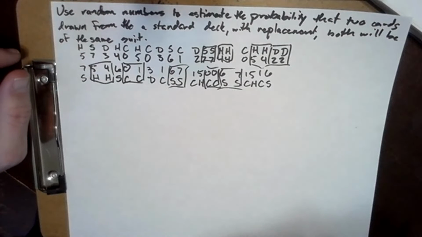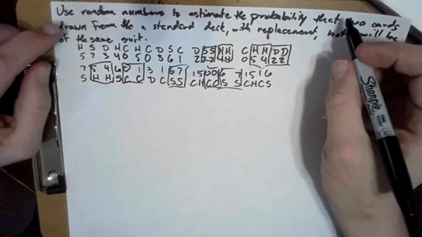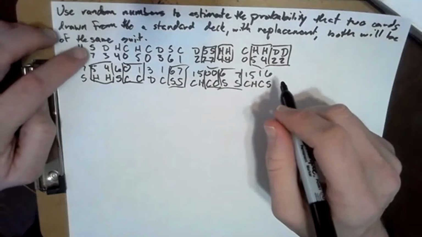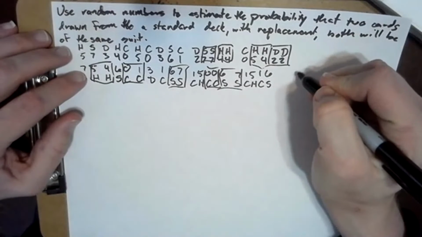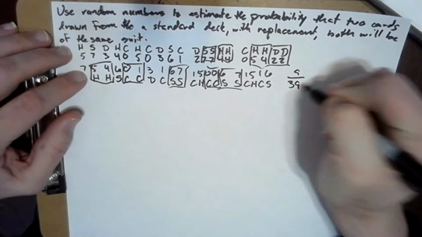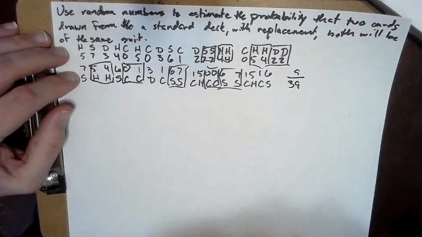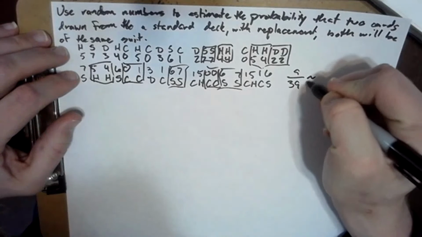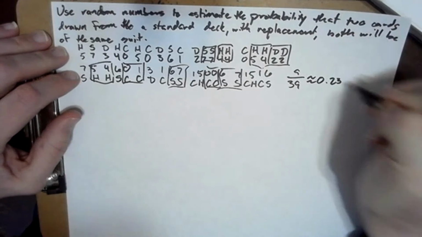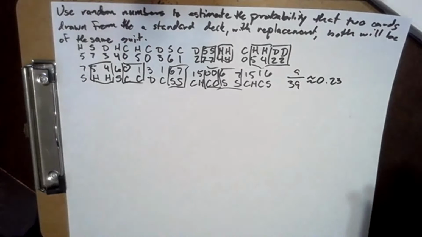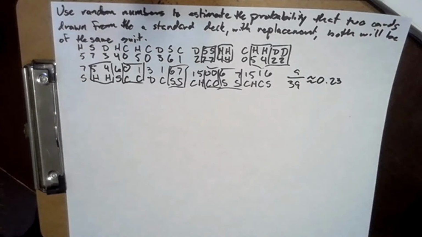out of a total of 39 pairs of digits, which is approximately 0.23. The theoretical probability for drawing two of the same suit is 0.25. So this is a pretty good estimate.